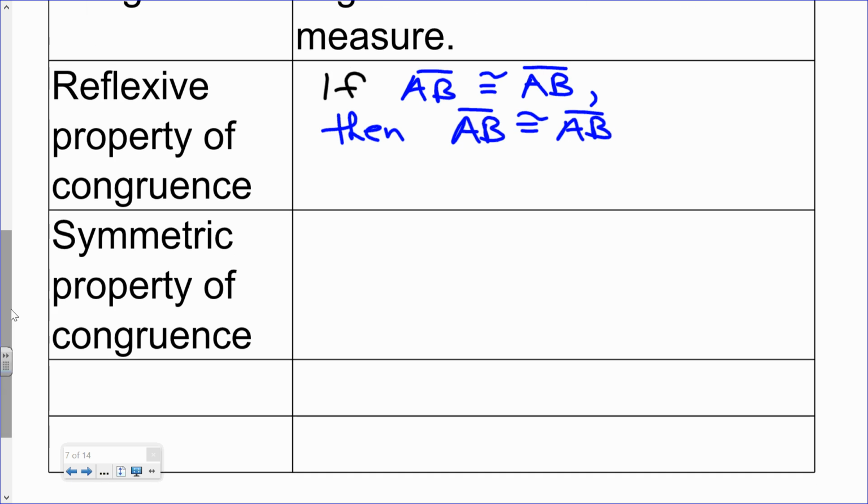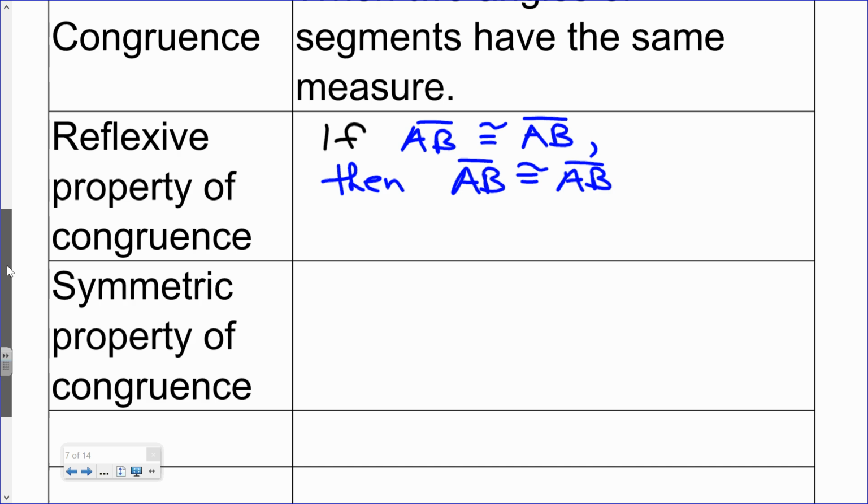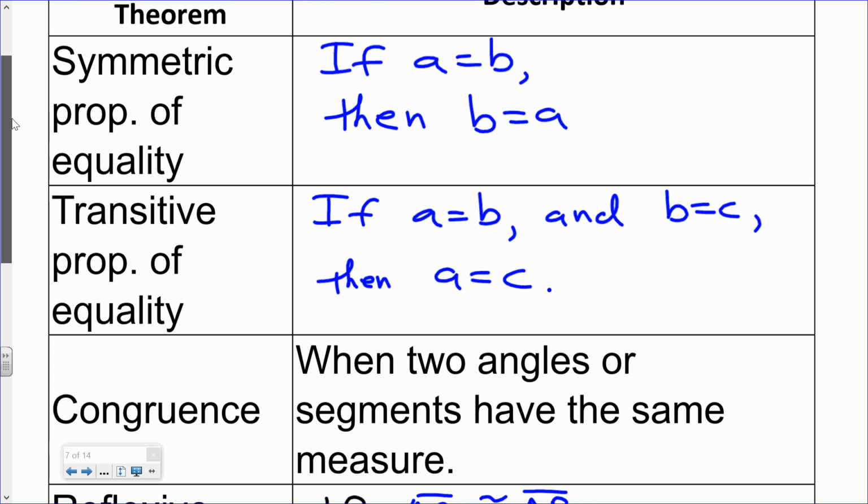Think of symmetric property of equality. What took place in the symmetric property of equality up here? Let's see. If A is equal to B, then B is equal to A. All we did is swap both sides. If A is equal to B, then I can switch both sides.